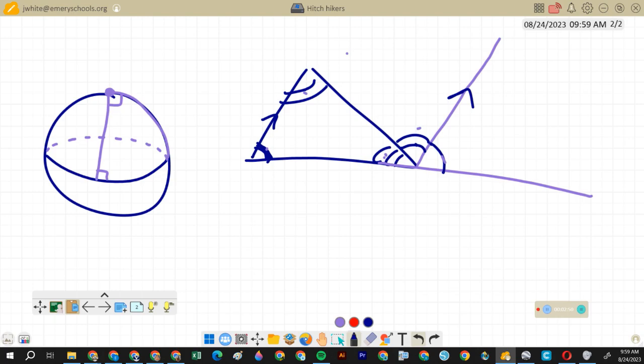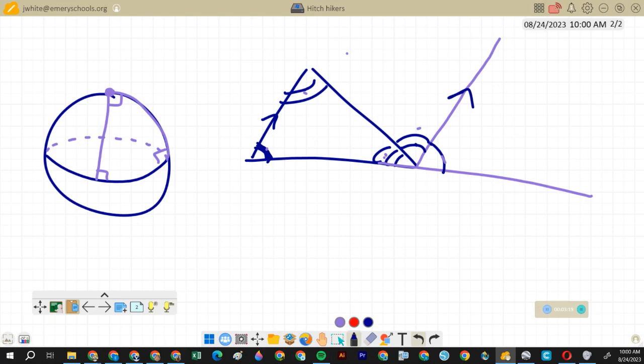But when that person hits the equator, what is the angle between their path and the equator? It's also 90 degrees. Wait a minute. I have just built a triangle whose angle sum is 270. What? Well, the geometric rules on a sphere are different from the geometric rules on a flat surface.